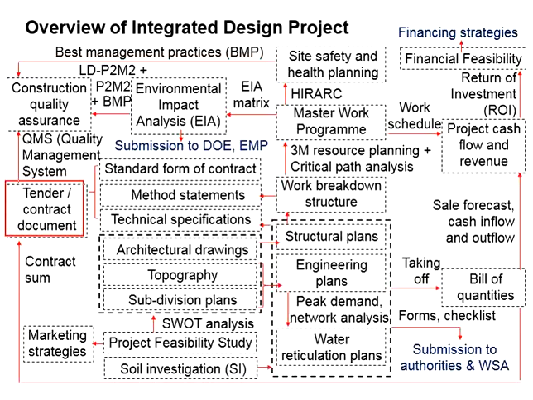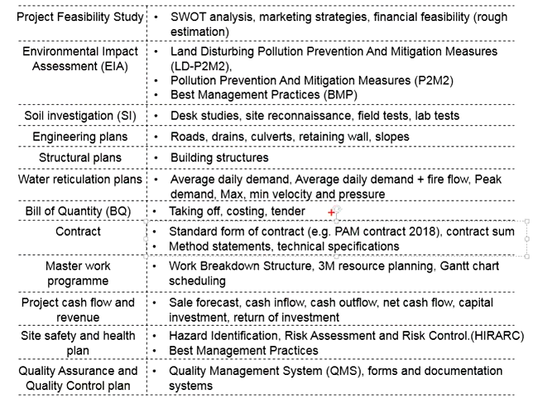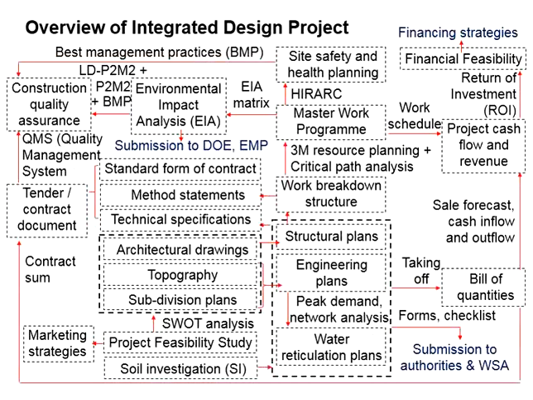To have the tender and the contract document produced, you will need to refer to a standard form of contract, for example, PAM Contract 2018. The standard form of contract provides the conditions of the contract to be complied with by both parties, the employer as well as the contractor, keeping the conditions transparent and fair to both parties regarding their rights as well as their obligations. That constitutes the first half of the tender and the contract document.